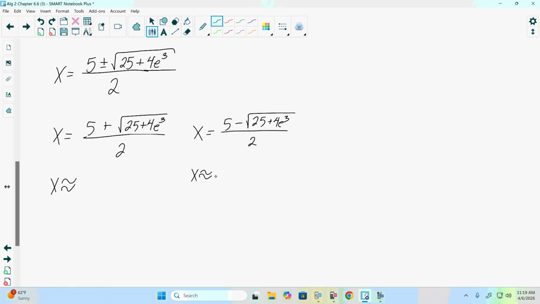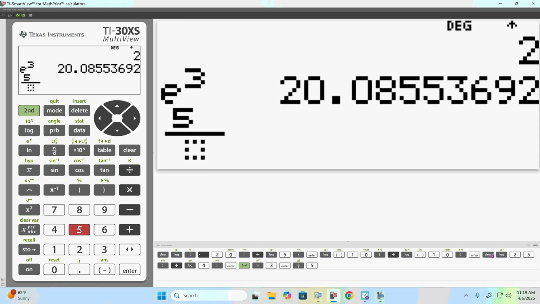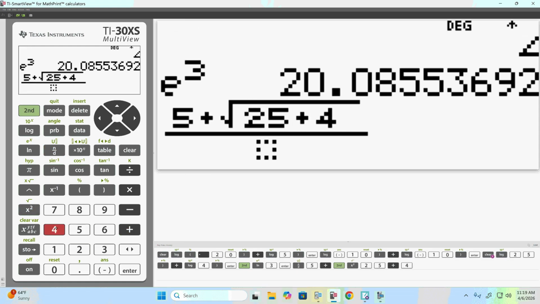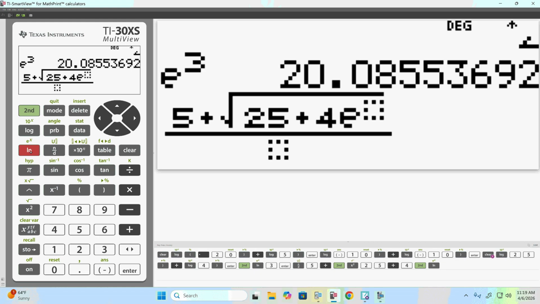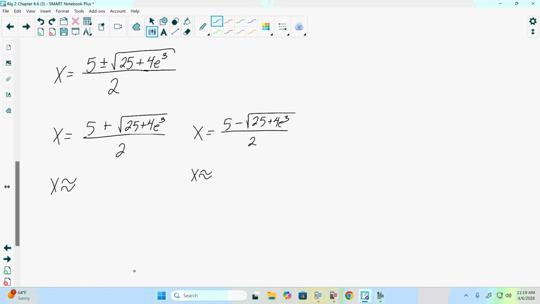Now at this point here, I would grab either calculator. Fraction, 5 plus second square root, 25 plus 4 second ln gives us e to the third, all over 2. We can type it in as it is. And it tells us it's 7.632, approximately. Not the exact value, but it is close enough for our purposes.